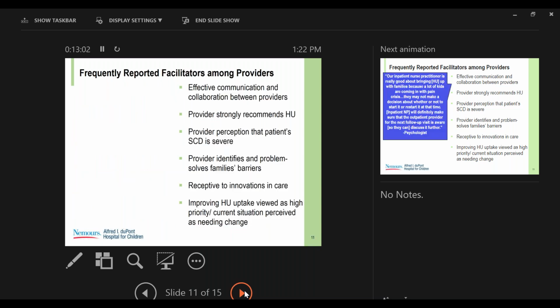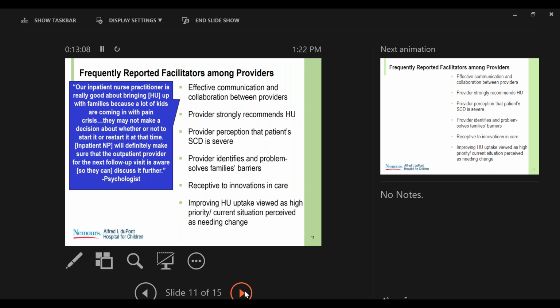So I'm going to go quickly through this slide because I recognize I'm running out of time. These are just some of the frequently reported facilitators: providers working together and collaborating, communicating clearly, strongly recommending or advocating for hydroxyurea, the provider perceiving that the patient's sickle cell disease is very severe, and the provider taking the time to identify and problem solve what the family's barriers are to starting hydroxyurea. So rather than just saying, okay, we'll talk about it again next time when the family doesn't agree, really taking the time to understand what the barriers are.